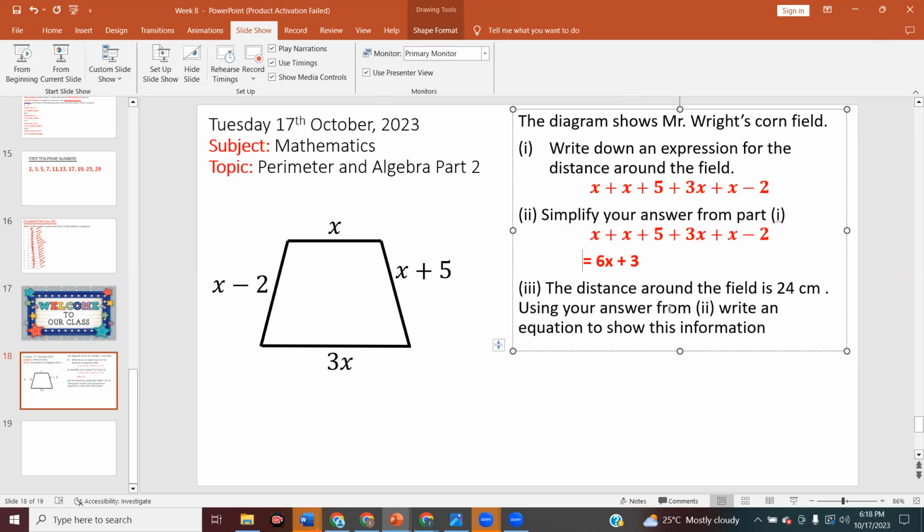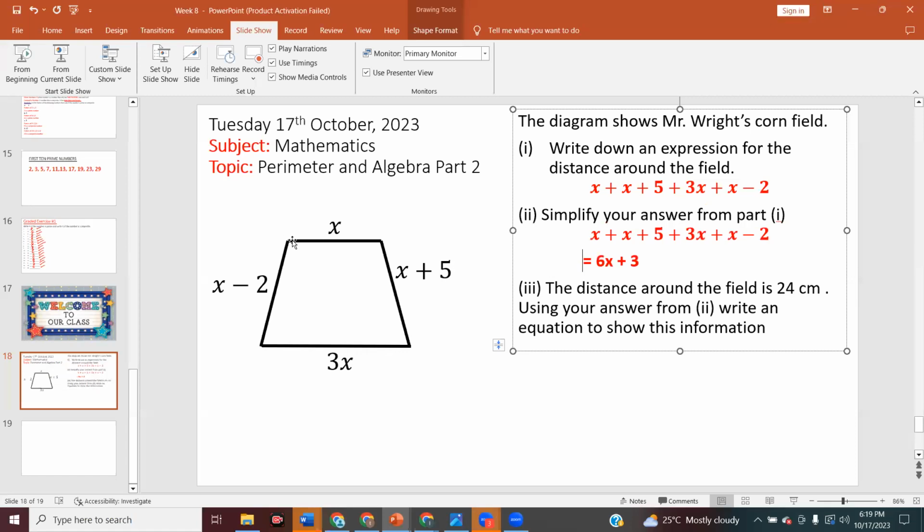Okay. So we know that the distance around the field is 24 centimeters. Using your answer from the second part, write an equation to show this information. If you think that you know how to do it, put your answer inside the chat before I explain. Again, the distance around the field is 24 centimeters.